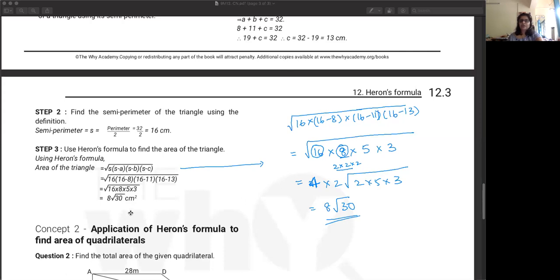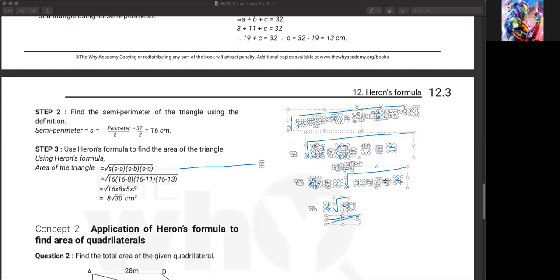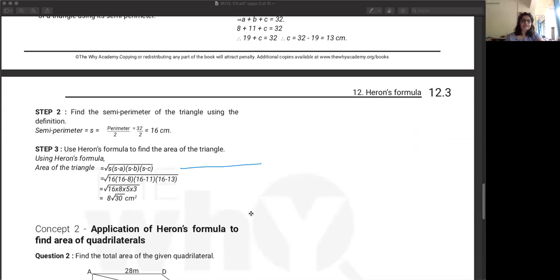Did everyone get 8 root 30? Yes, ma'am. Done? Yes, ma'am. I got 8 root 30. Cool. If somebody is stuck, let me know, then I can revise this. Otherwise, move forward.